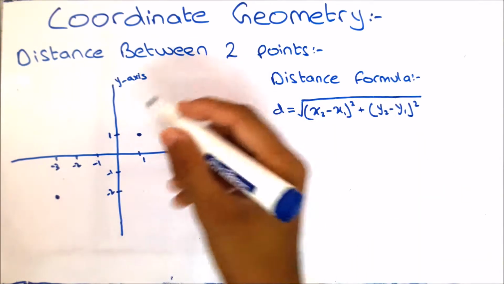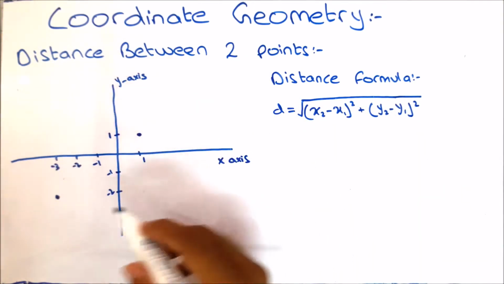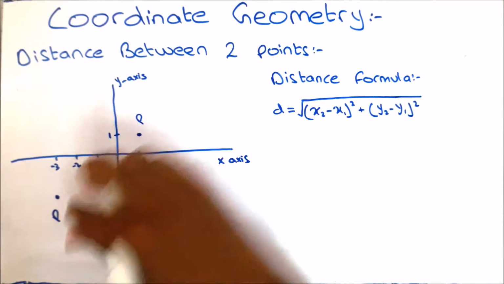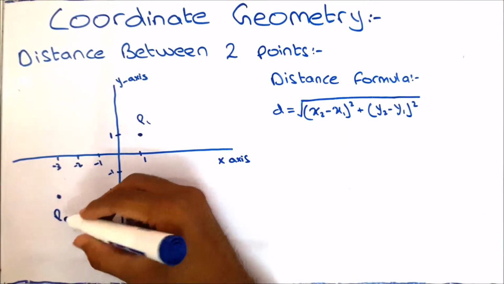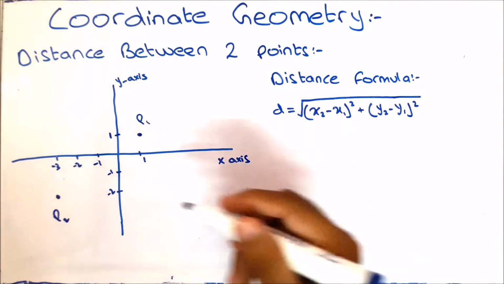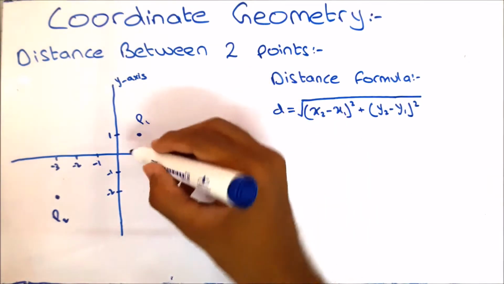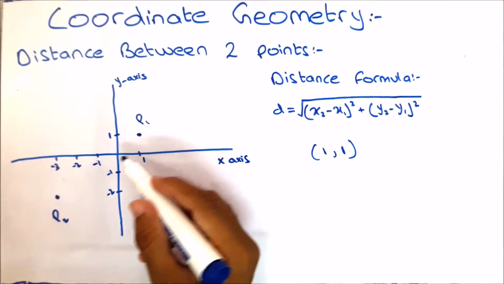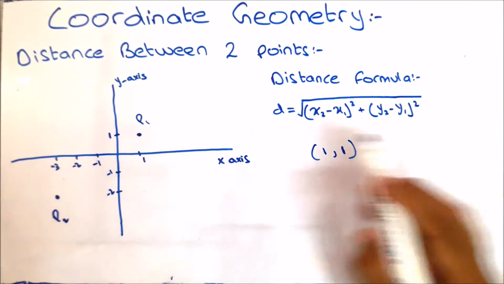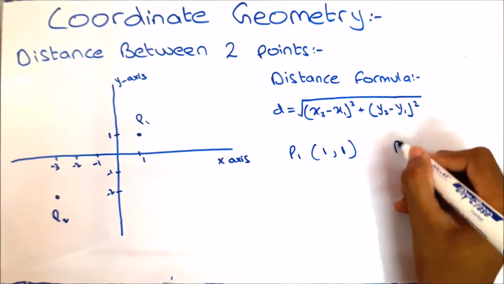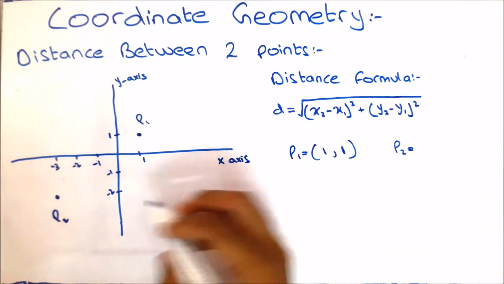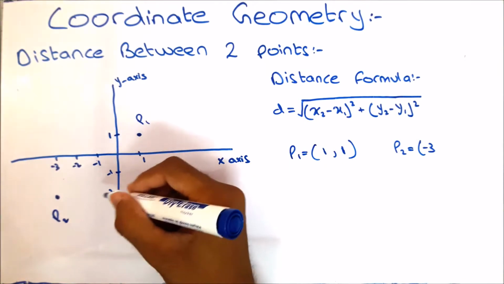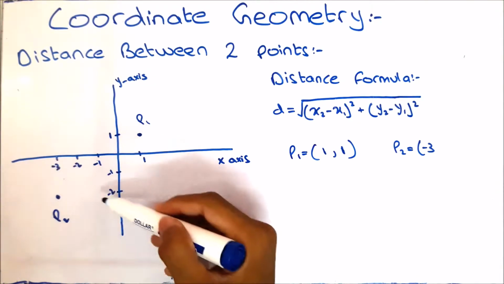Okay, here we have an example. We have this graph, the xy plane, and we have 2 points. Let's call them P1 and P2. It doesn't matter which one you call which. Here the coordinates of the first point are 1, 1. Its x coordinate is 1 and its y coordinate is also 1. That's P1. Here we have P2. It has x coordinate as -3 and its y coordinate as -2 over here. -3 and -2.